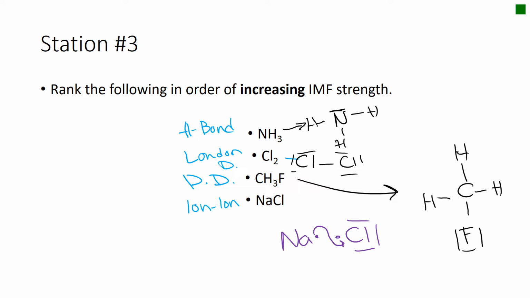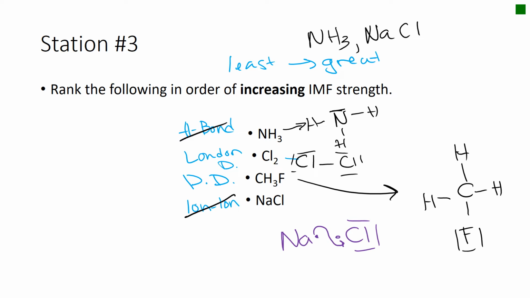So rank the following in order of increasing. So that means we're going from least to greatest IMF. So which one's the greatest? That would be ion-ion. So I'm going to say NaCl is over here. Okay, so that's that guy. Now comes hydrogen bond. So NH3 is next. Then we've got dipole. Dipole is the third strongest, and then the weakest is Cl2. So it goes Cl2, CH3F, NH3, NaCl.